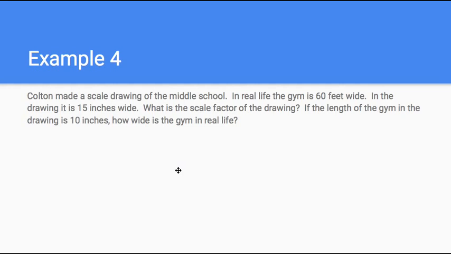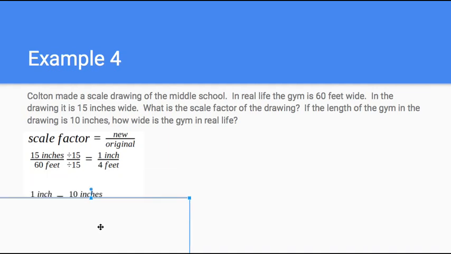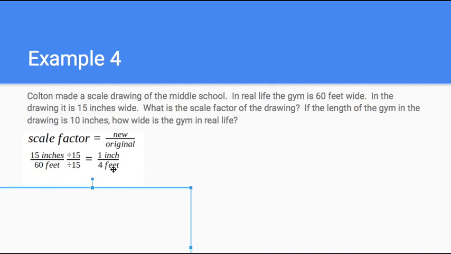So there's 2 parts to this question. First, I need to find the scale factor. Now, to find scale factor, new over the original. So the new is the drawing, because the drawing came after the gym. So 15 inches over 60 feet. I'm going to divide both by 15 because both 15 and 60 can be divided by 15. That's 1 inch over 4 feet. So my scale factor here is 1 inch for 4 feet.